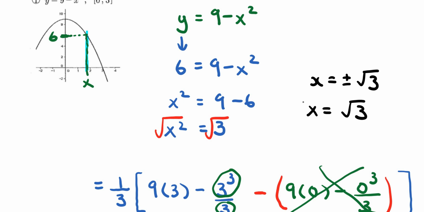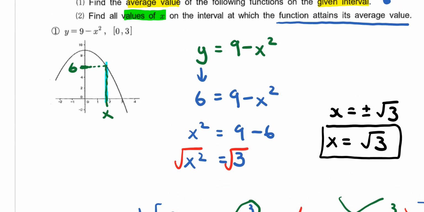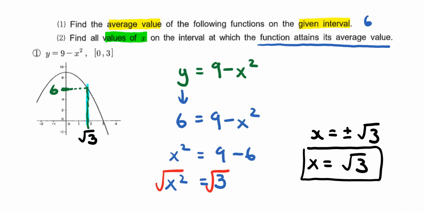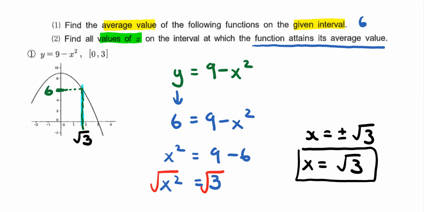Okay, so this is the x value where the function attains its average value. So going back to my diagram here, this x value is root 3. Okay, so there we go. That answers question number 1. So for question number 1, the average value is going to be 6, and the x value where the function attains its average value is going to be root 3. All right, so there are your answers for question number 1.